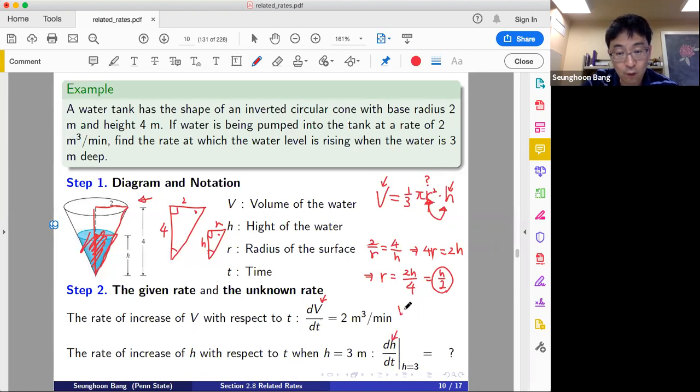So the volume V equals 1/3 pi times (H over 2) squared times H. We have 1/3 pi times H squared over 4 times H. So we have pi over 3 times 4 is 12. H squared times H is H cubed. So that's it. We have this one equation. The volume is pi over 12 times H cubed. We have one equation, like this.